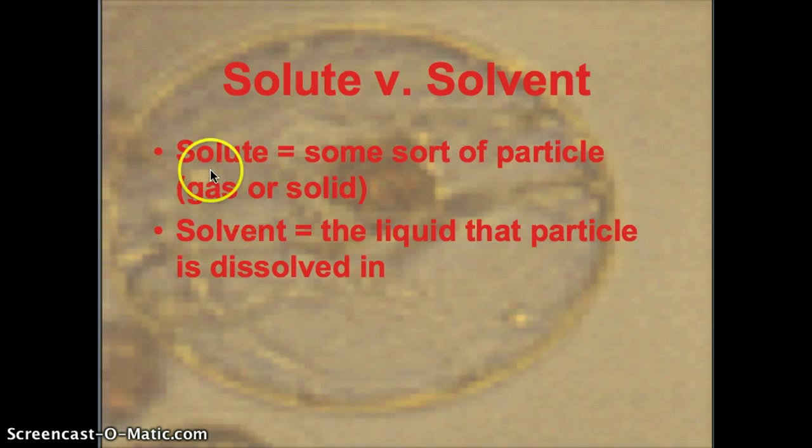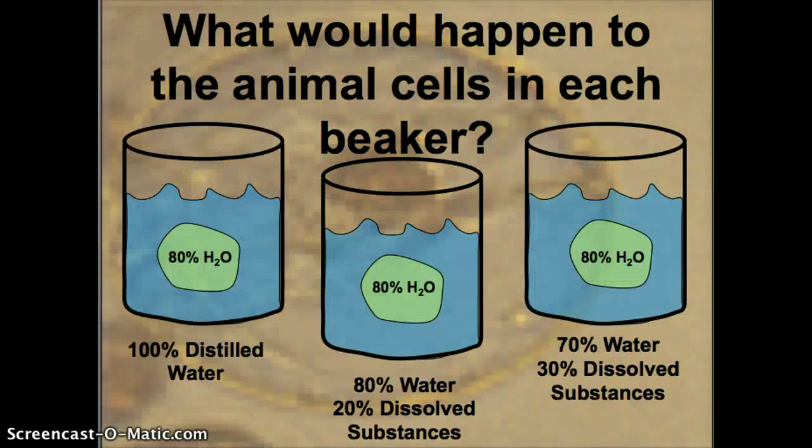A solute is going to be a gas or a solid. A solid could be something like salt or sugar, but it's some sort of particle. The solvent is going to be the liquid that the particle gets dissolved in. Mostly our solvent is going to be water, so write that down. The solvent is usually water, and that's going to make your life make a lot more sense in the next few minutes. We've got three beakers.